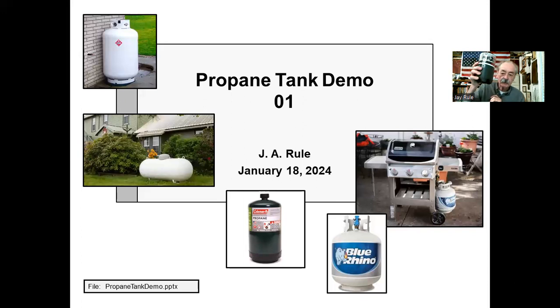You see a number of familiar images. Of course, this is what we're going to analyze, just the Coleman small little propane tank, but some of you may be familiar with this 20-pound propane tank that's used for home residential use for gas grills and other applications. And here's even larger propane tanks for residential heating and cooking.